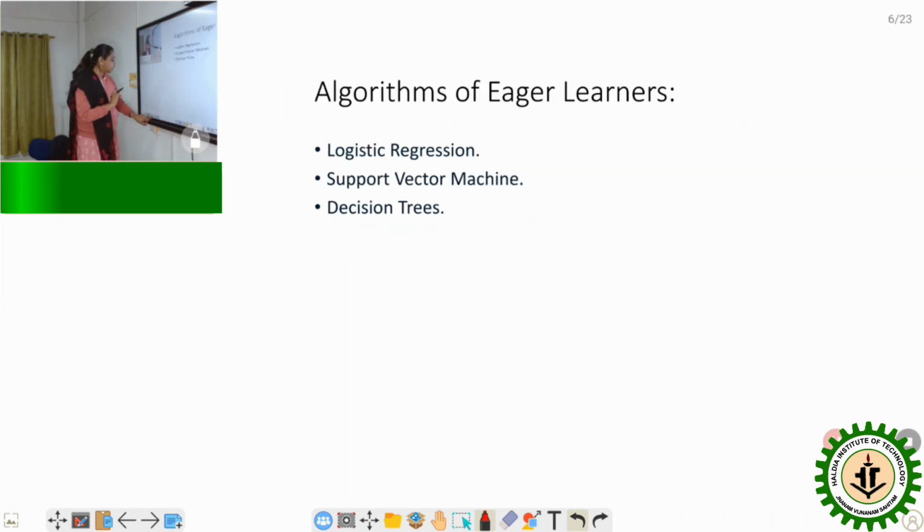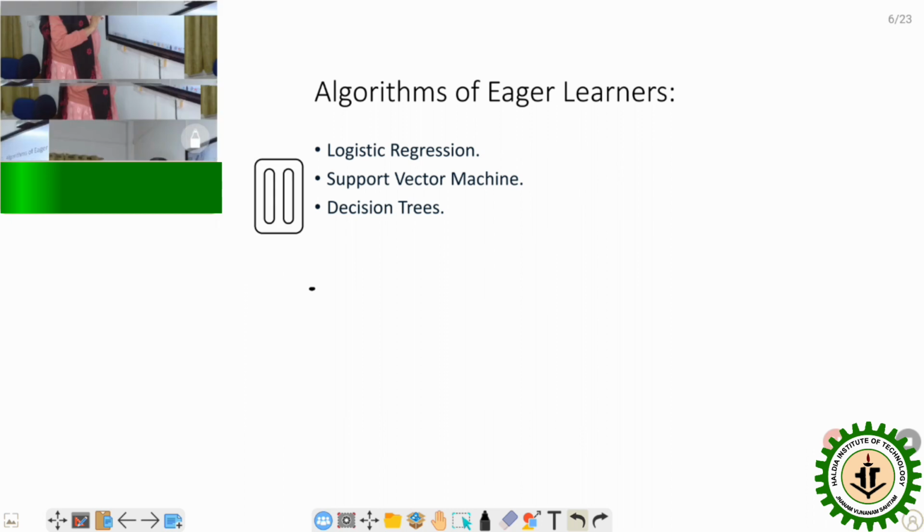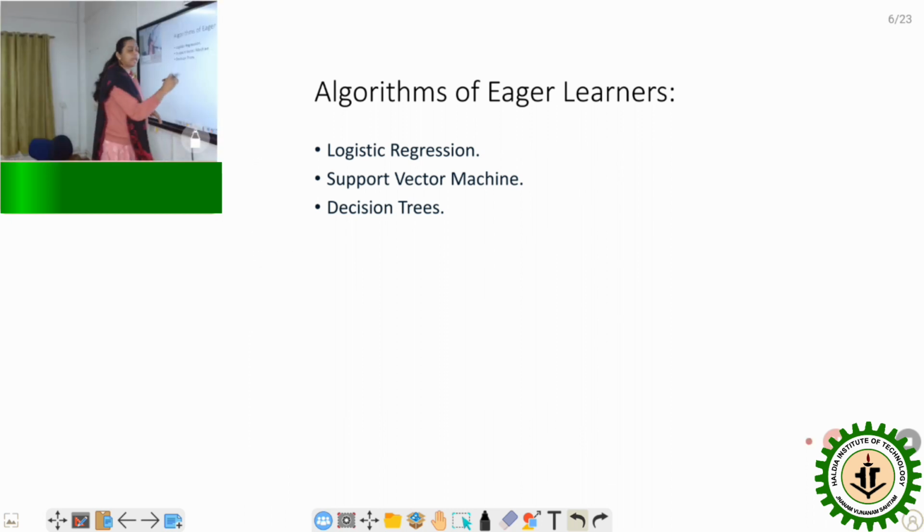Now, these are the algorithms generally used as eager learners: logistic regression, support vector machine, and decision tree. These three are the widely used. There are many more algorithms, but these three are the most widely used for eager learners.